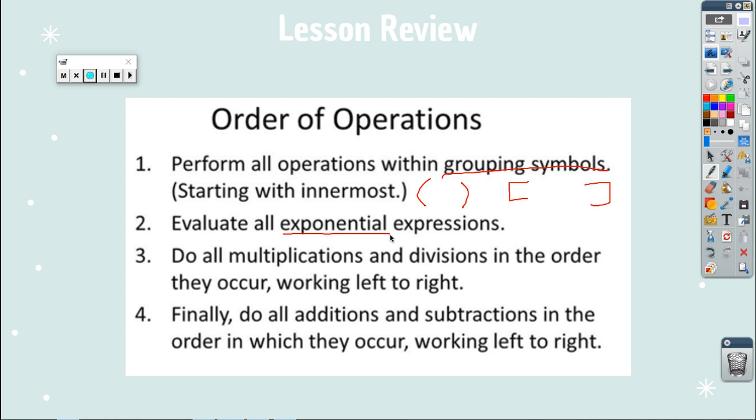The third step is to focus on multiplication and division. And then finally, you're going to do addition and subtraction. But addition and subtraction should always be the last step unless they are surrounded by grouping symbols.